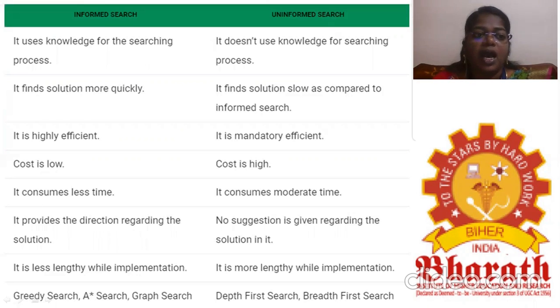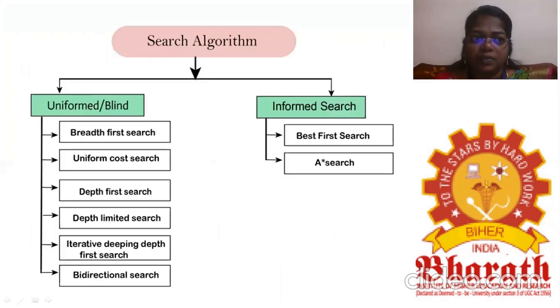And informed search is highly efficient, but uninformed search is mandatory efficient. And cost for informed search is low and cost for uninformed search is high. And also the informed search consumes less memory and uninformed search consumes moderate memory and also time. So because of this, compared to uninformed search, informed search is better in time and space complexity.